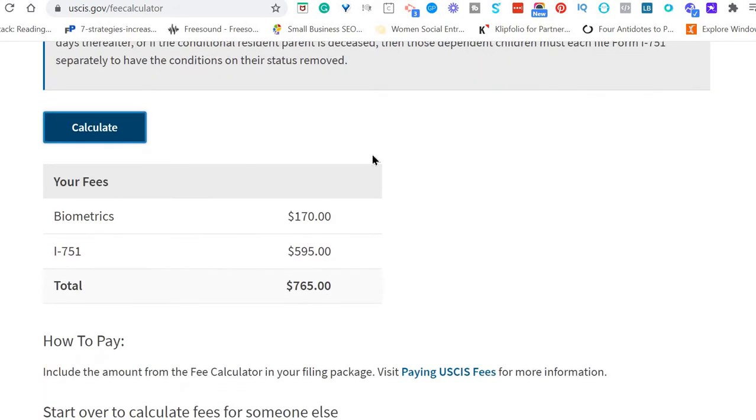Your fees. So for biometrics, that's for both of us, since biometrics for one person costs $85, so 2 times 85, and one application fee. So the total is $765. And here's an explanation, an instruction on how to pay.